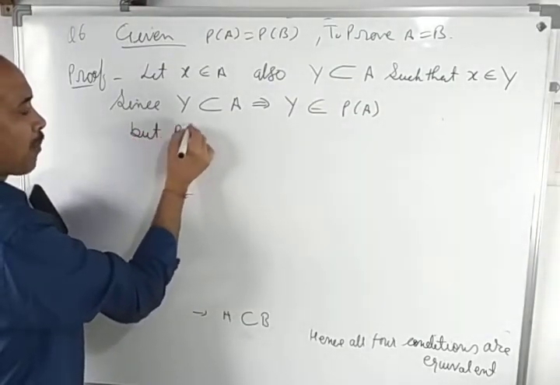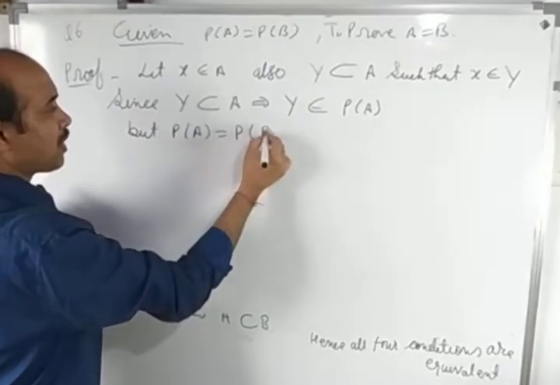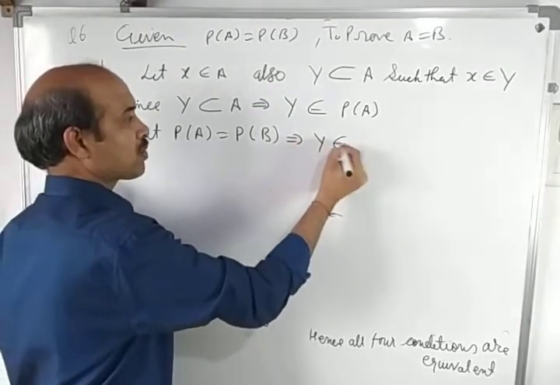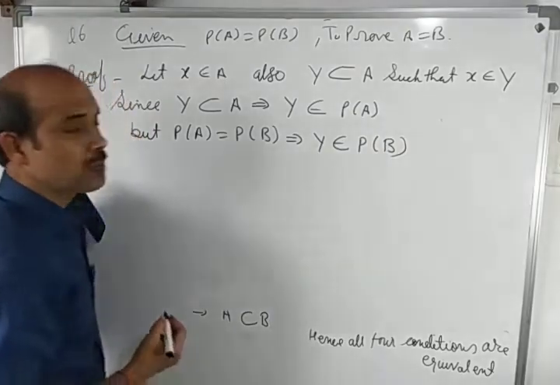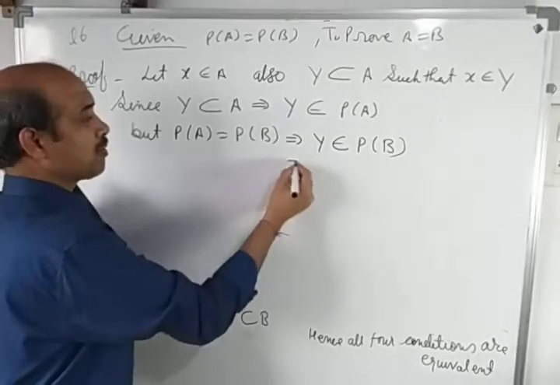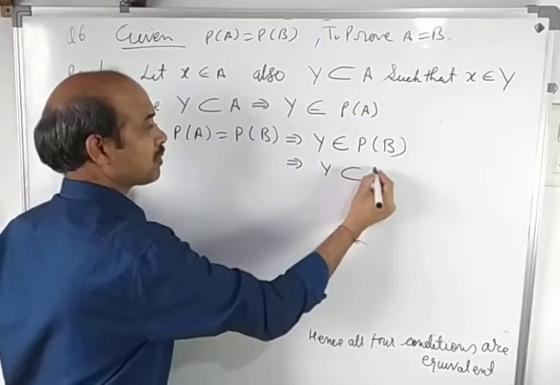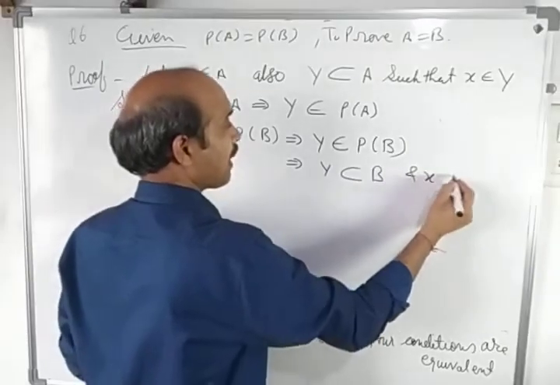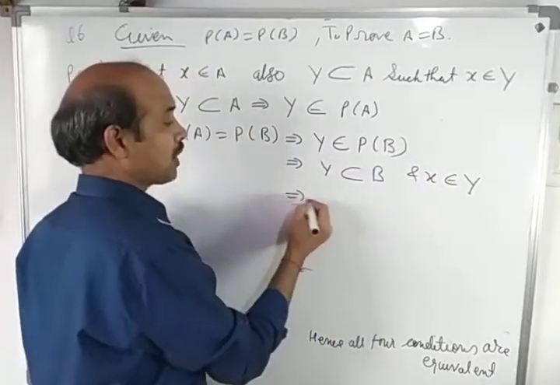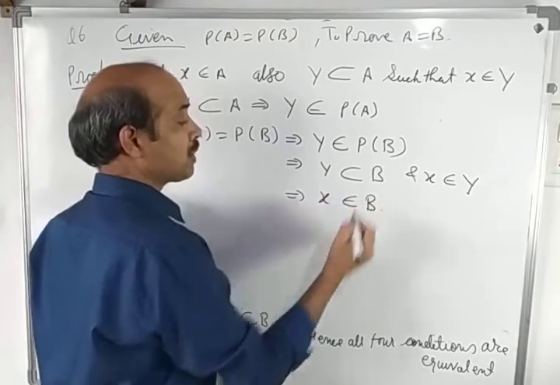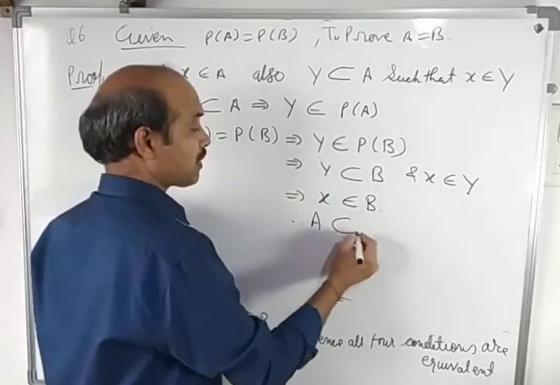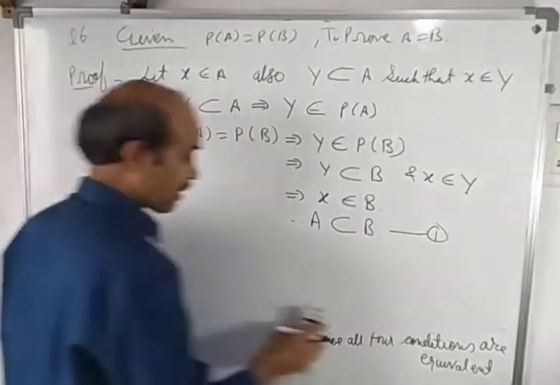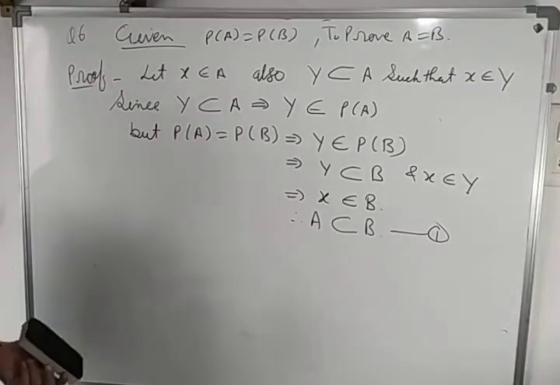But power set of A is equal to power set of B. This implies that Y belongs to PB. If Y belongs to PB, this means that Y is subset of B, and x belongs to set Y, therefore x belongs to B. Therefore A is subset of B. In the same way, you can prove that B is subset of A.